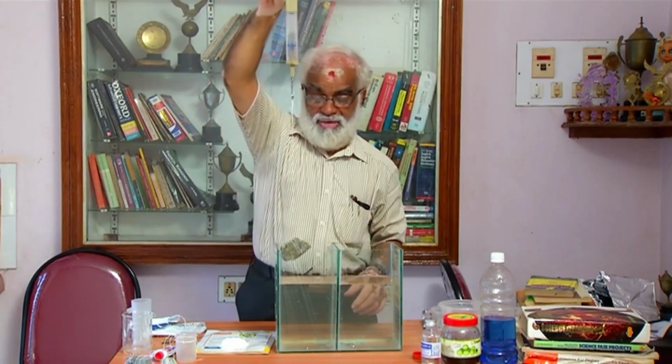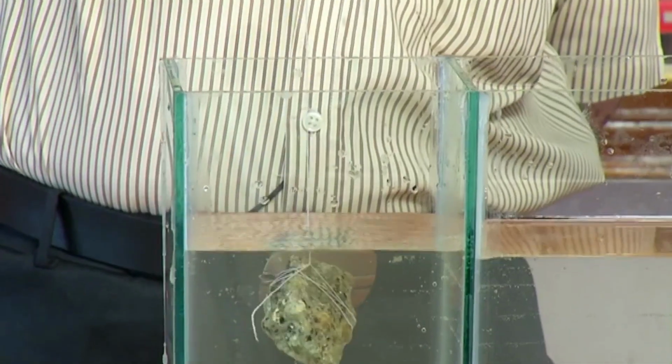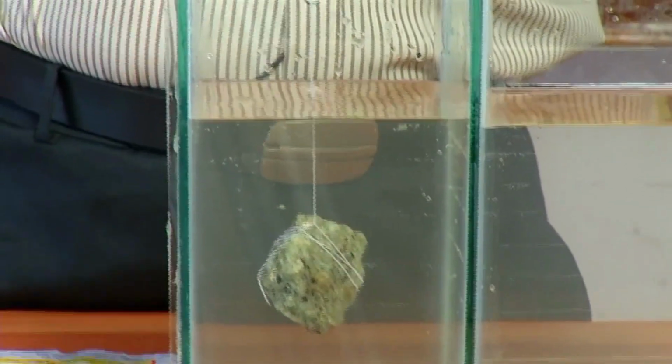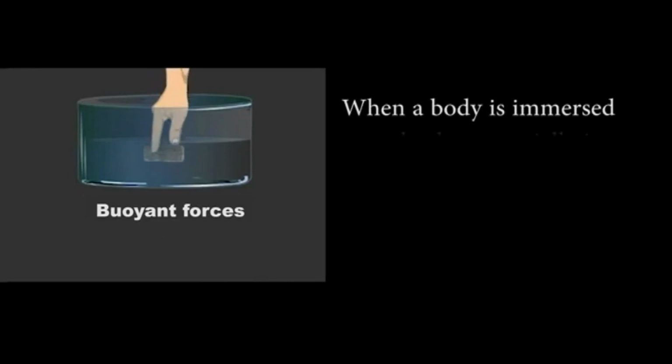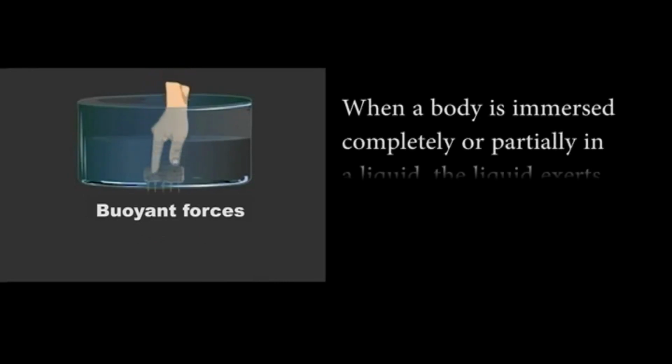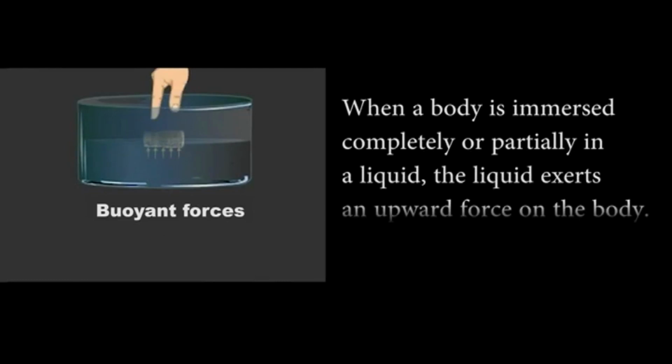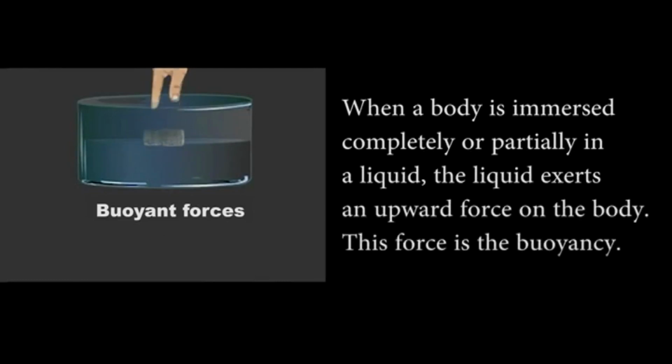Now he immerses the stone in water. When he weighs it in water, the reading of the spring balance decreases to 0.55 Newton. When a body is immersed completely or partially in a liquid, the liquid exerts an upward force on the body. This force is the buoyancy.